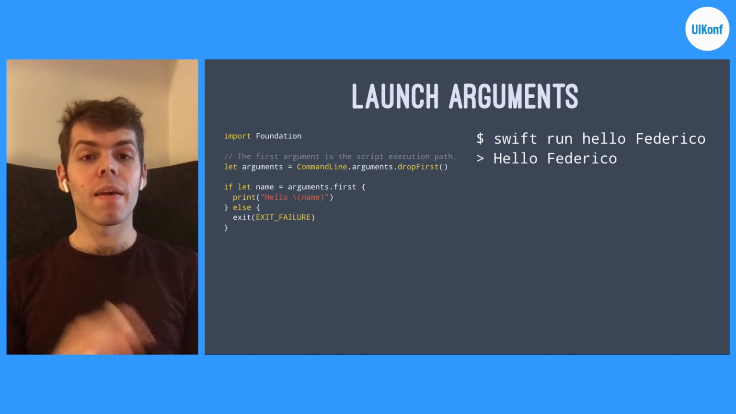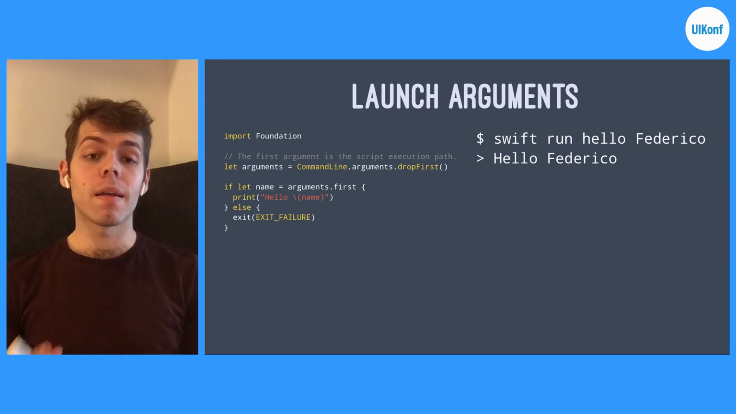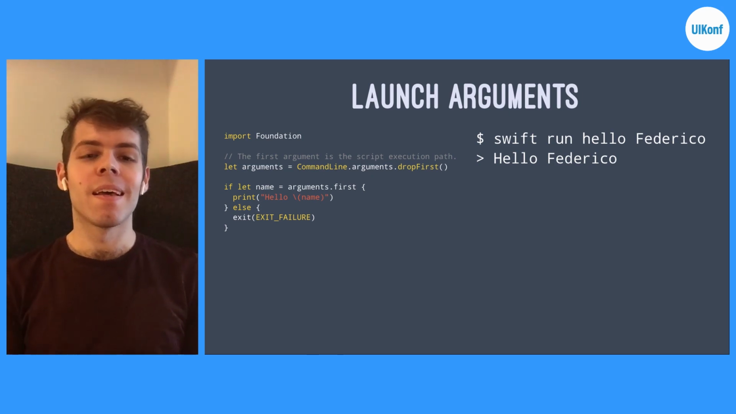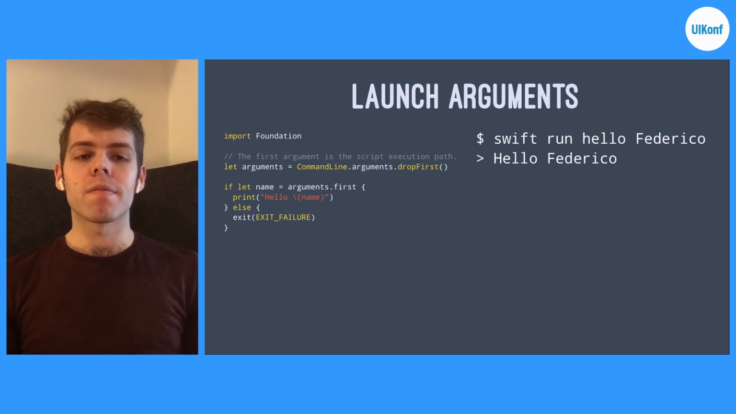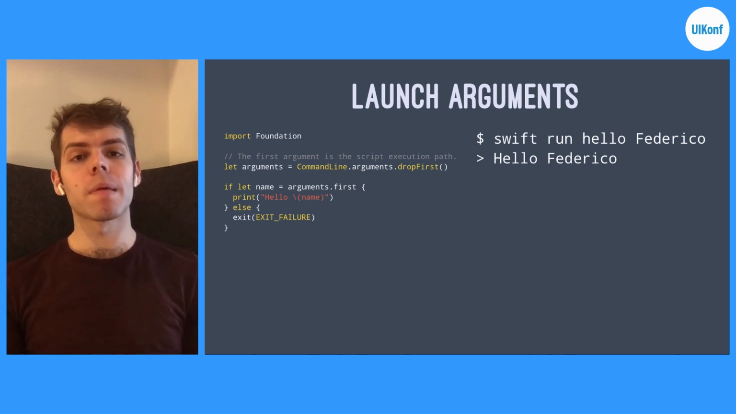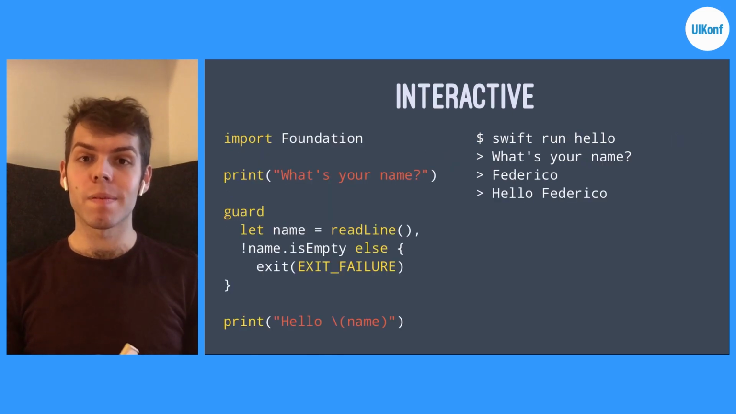Cool. And here on the right, you see an example where I'm launching the script with my name, and then the script will greet me back by saying hello and then Federico. So awesome. Now we're seeing how we can interact with inputs that are passed when we launch the script, but sometimes our script needs more inputs from the user after the script has been launched. And in that case, we need to make our script interactive.